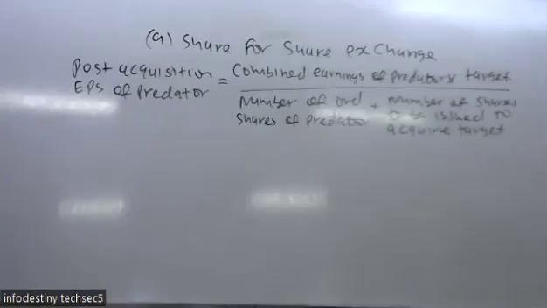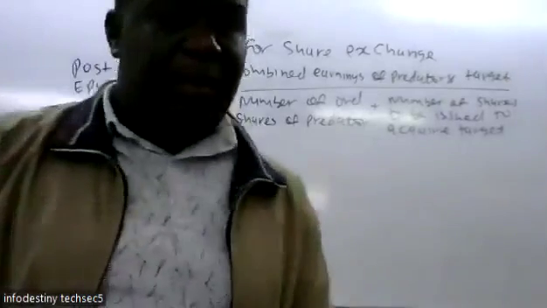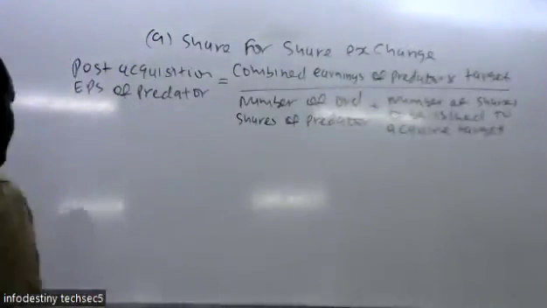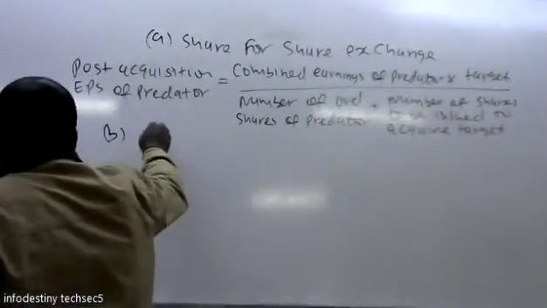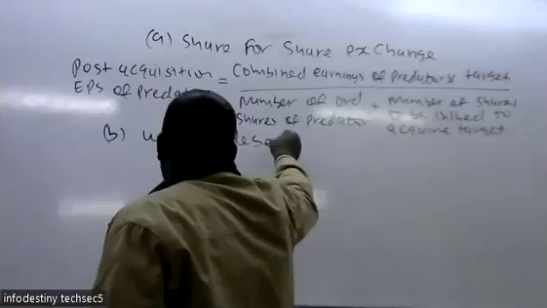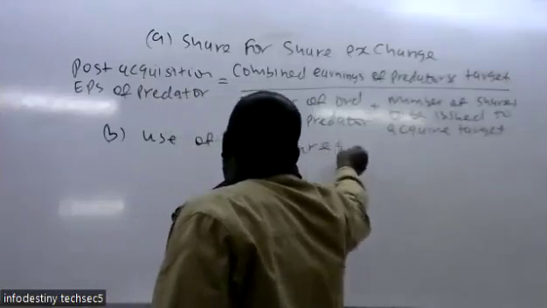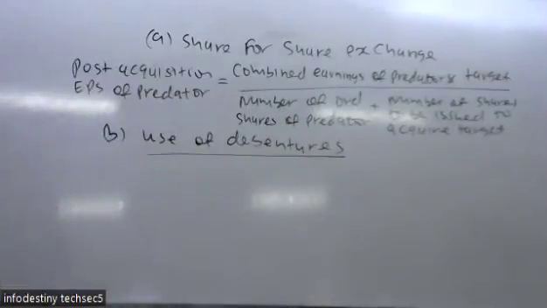So that indicates it is a share-for-share exchange. That's when we use share for share. But sometimes we can also use debentures. So B will be the use of debentures. We can also use debentures to acquire the target.